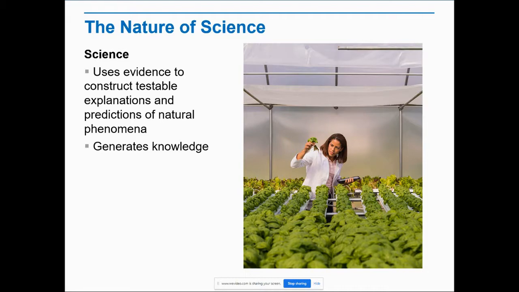Well, science is where we use evidence in order to construct testable explanations and predictions of natural phenomena. We also use this to develop knowledge through this process. So, how do you really know about something? Well, one way to know about something is to learn about it, or to observe something for yourself.